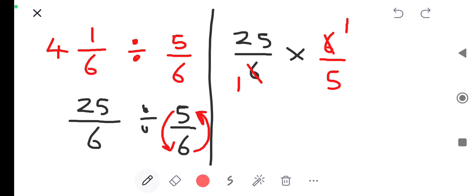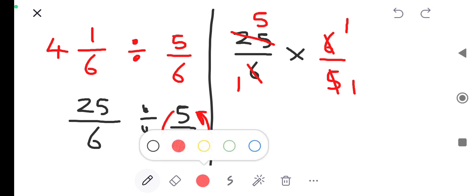Check the second diagonal. Apart from 1, there is a number that can divide both 25 and 5, and that number is 5 itself. So we divide by 5. 5 divided by 5, you have 1. 25 divided by 5, you will have 5.